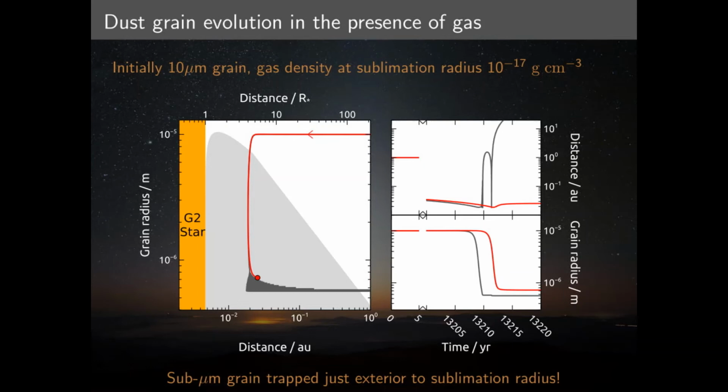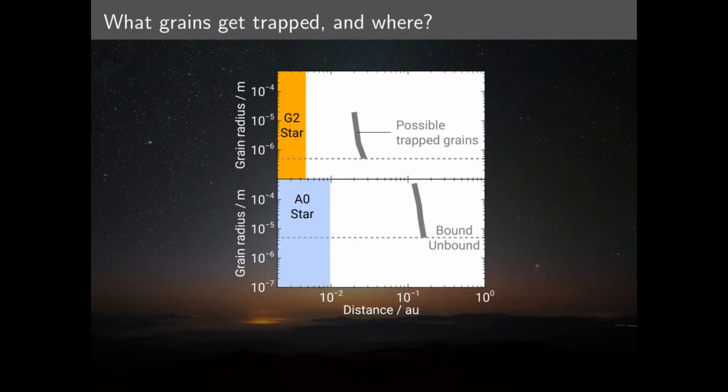The next thing to look at is what are the general parameters of the dust populations that get trapped according to our model. Here we have a plot that's similar to before, showing grain size versus distance. On the top plot, I've shown a sunlike star, and on the bottom plot, a more luminous A-type star.